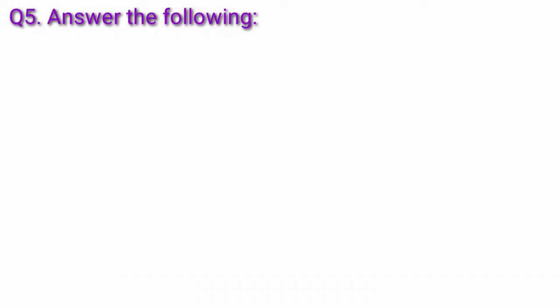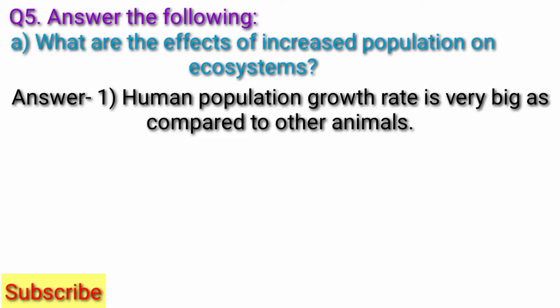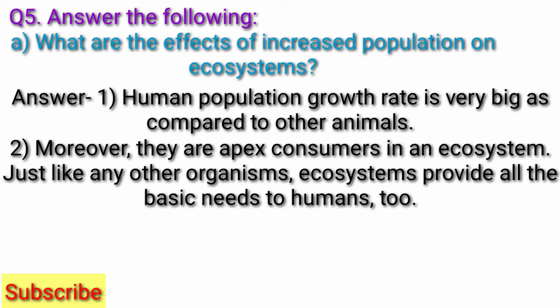Next, question 5. Answer the following. Question A. What are the effects of increased population on ecosystems? Answer. Human population growth rate is very big as compared to other animals. Moreover, they are apex consumers in an ecosystem. Just like any other organisms, ecosystems provide all the basic needs to humans too.